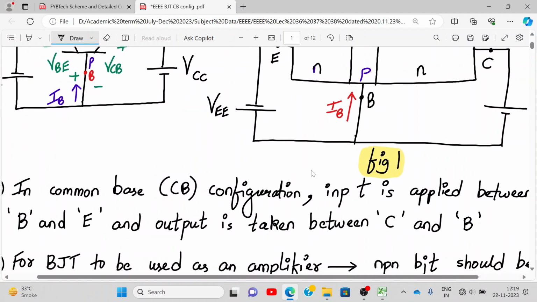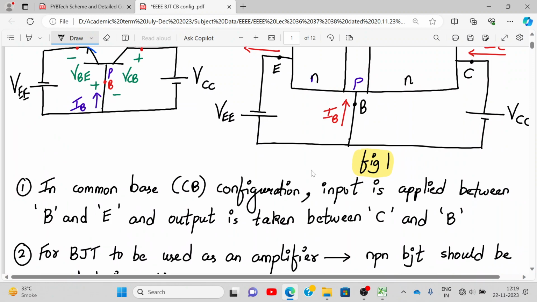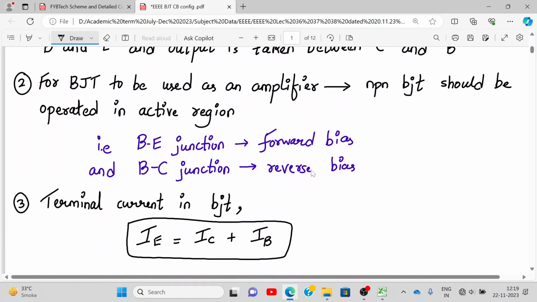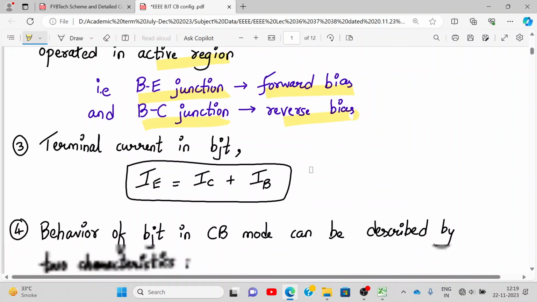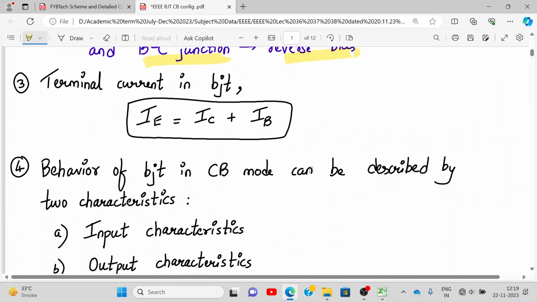Alright. So here we have written the description. For a BJT to be used as an amplifier, you have to operate it in the active region. And for the active region, the base-emitter junction should be forward biased and the base-collector junction should be reverse biased. And which is the biggest terminal current in a BJT? Emitter current, which is equal to IC plus IB.